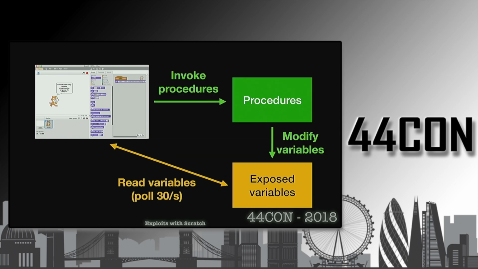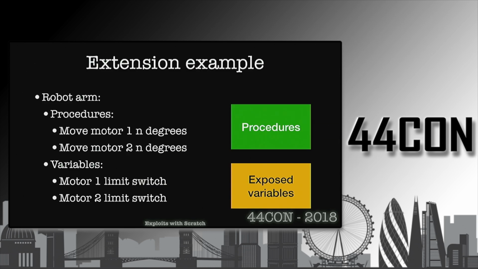So you generally use it like this. You generally invoke procedures that do things. They affect global variables within the extension, and you poll those 30 times a second and use those in your code to stop your code doing stuff when they change.